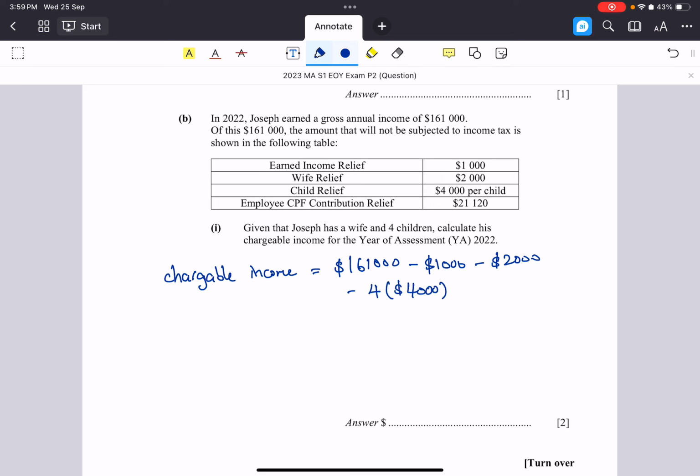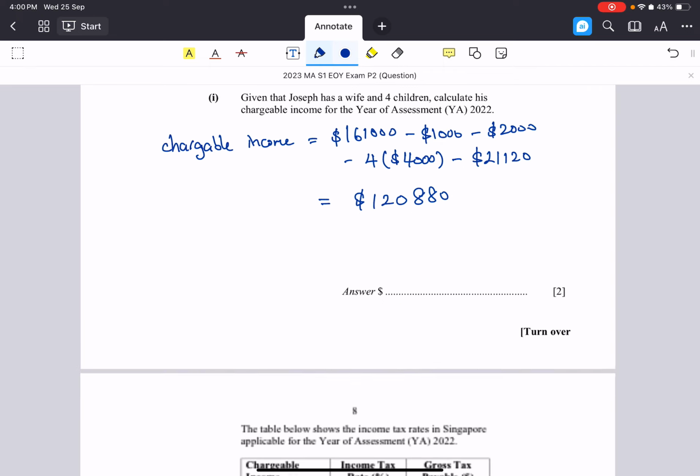And then after that, he has employee CPF contribution, right? So subtract 21,120. You work this one out. This will be 120,880. Okay. Then after that, what happened?